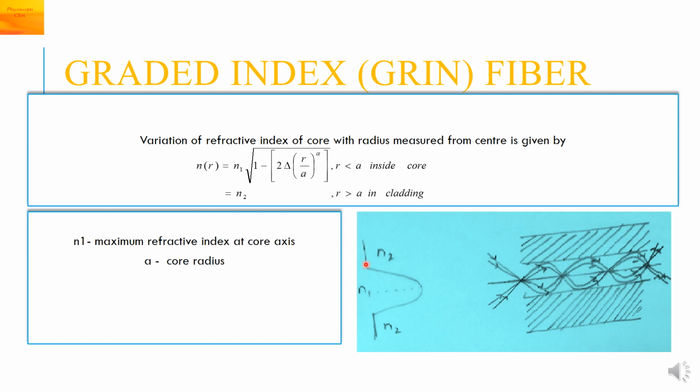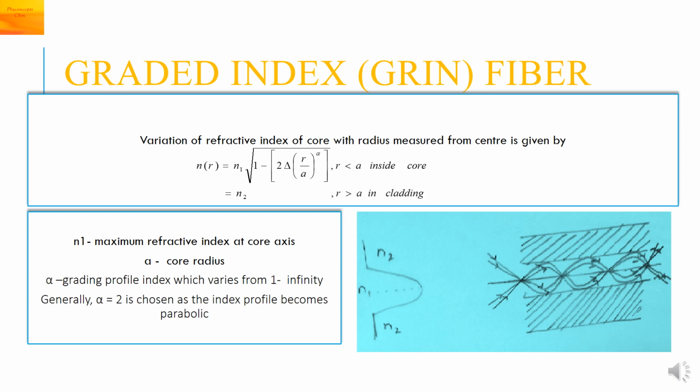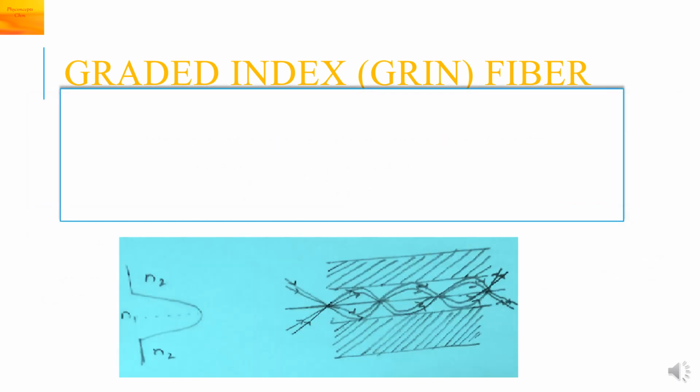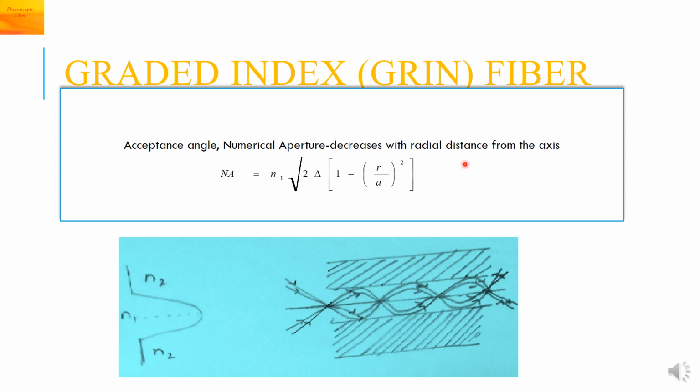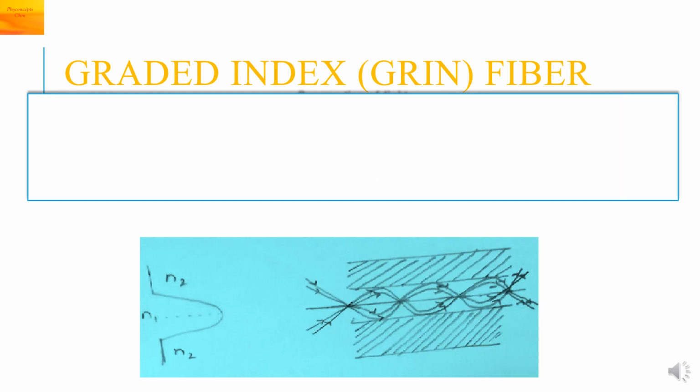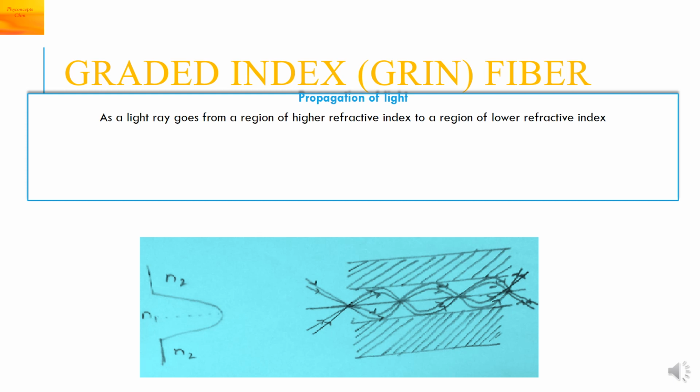Alpha is the grading profile index, which varies from 1 to infinity. The acceptance angle and the numerical aperture decrease with radial distance from the axis. This is the formula for the numerical aperture. We'll see the propagation of light in this kind of fiber.